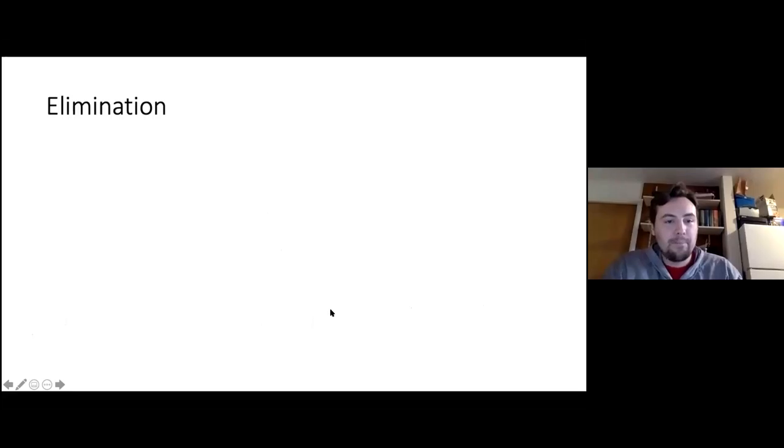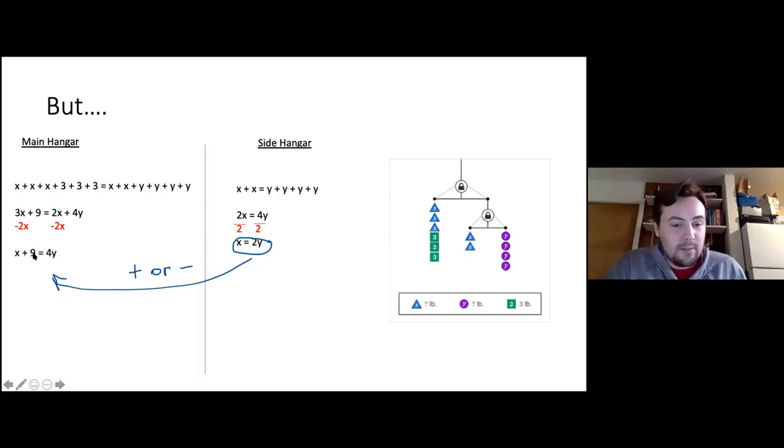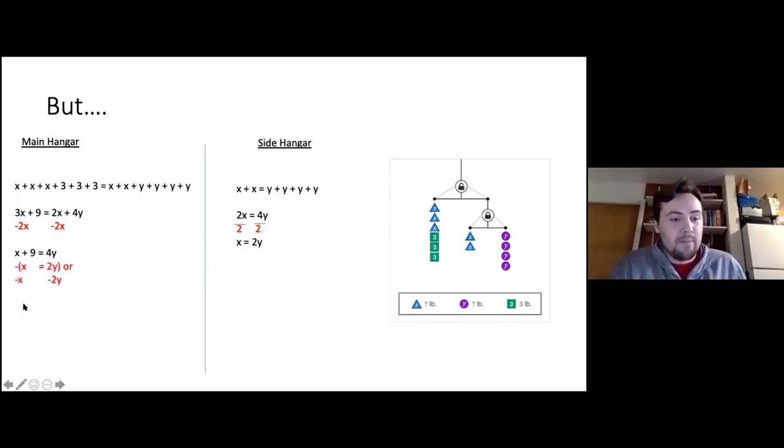And so elimination is very similar, except when we're at this point where we have these two equations, instead of substituting x for 2y, we're instead just going to either add or subtract this entire equation from this equation. Because x and 2y are equivalent, whatever you do to one side, you have to do to the other. So because x equals 2y, if you subtract an x from one side, it's the same thing as subtracting a 2y from the other side, because they're both equivalent. So if you subtract x from the left, you get 9. And this eliminates the x.